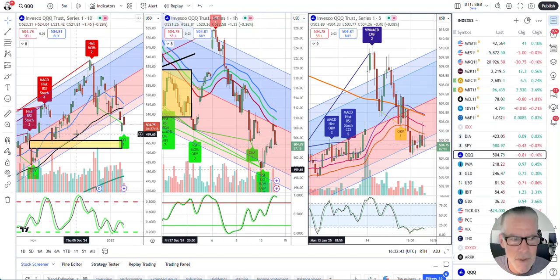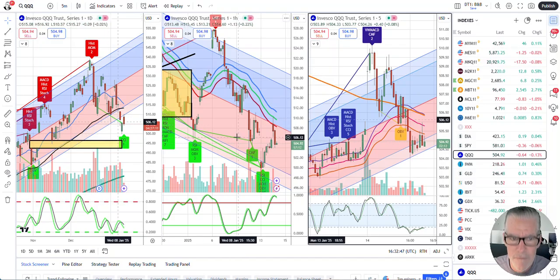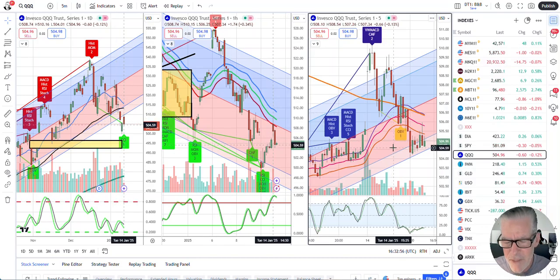So daily chart, is it a good swing trade? Yes or no? Hourly chart, is this a pretty good time of the day to buy or sell, to enter a new position, to get out of the position? 5-minute chart, is right now the time to get in or to sell, or should I wait? So that's why I have the 3 panels. It's just a matter of timing.